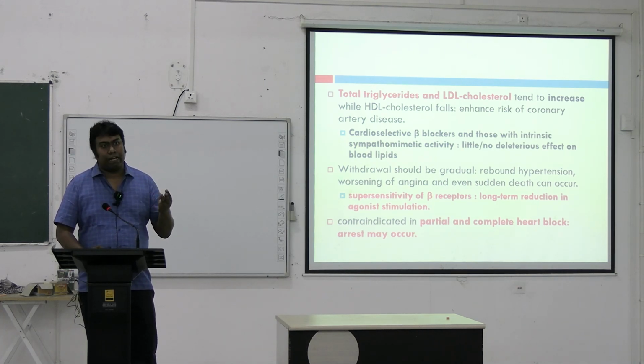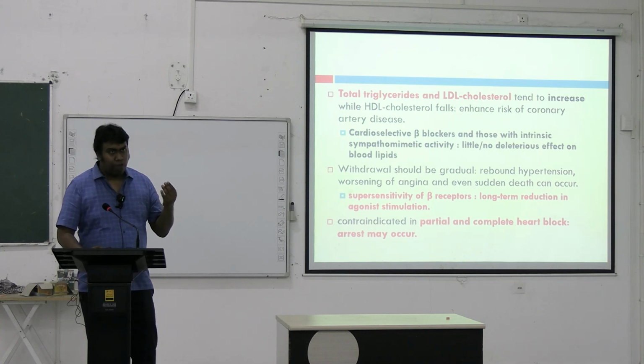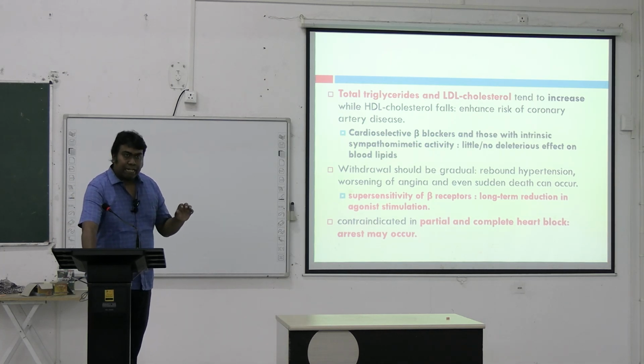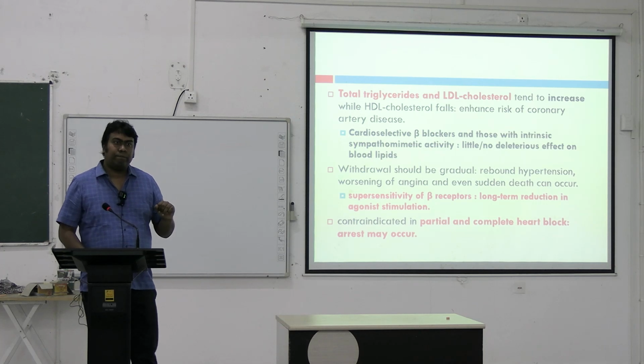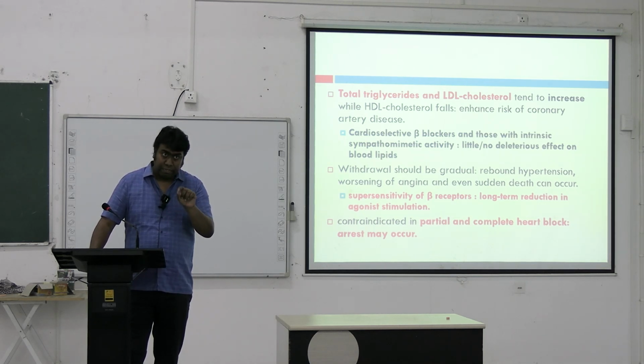In angina, the first line drugs are nitrates, beta blockers, and calcium channel blockers. These are the first line drugs of angina. Clear? First line drug of hypertension is? No, not nitrate. A for ACE inhibitor and ARB, then C for calcium channel blocker, and D for diuretics. ACD. Clear?